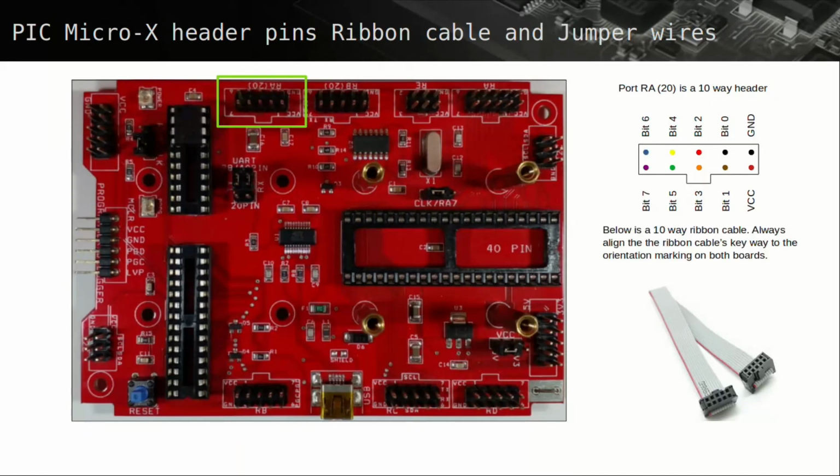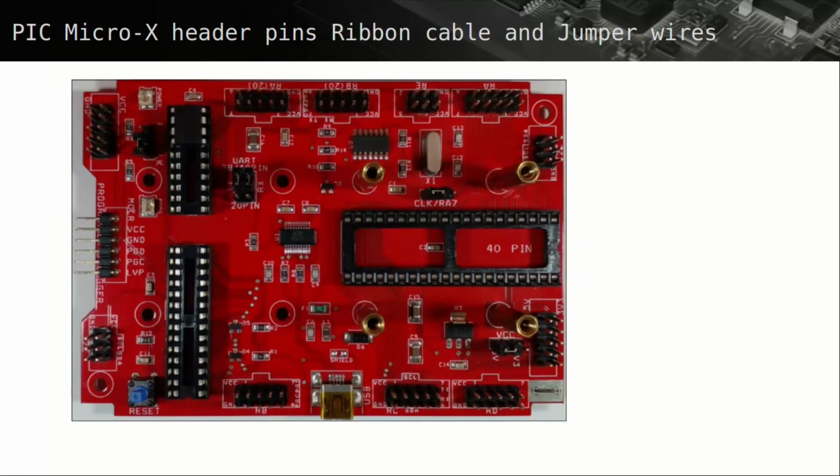Below is a 10-way ribbon cable. Always align the ribbon cable's keyway to the orientation marking on both boards. Normally header pins would have a surrounding casing, with the keyway preventing the ribbon cable connector being connected incorrectly. Therefore pay attention to align these keyways to prevent potential board and PIC device damage.